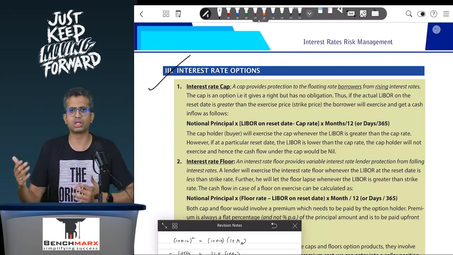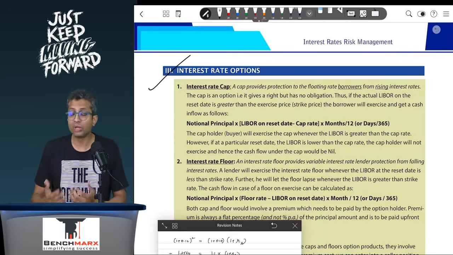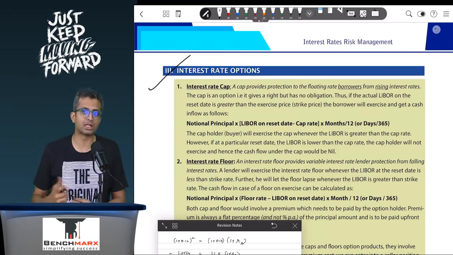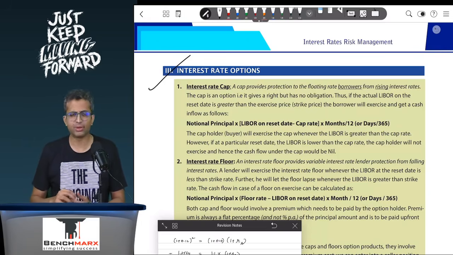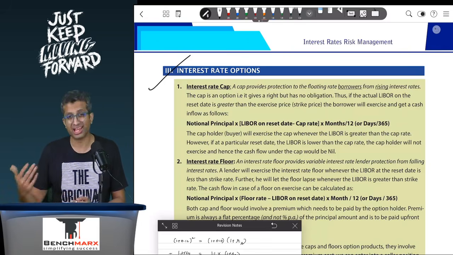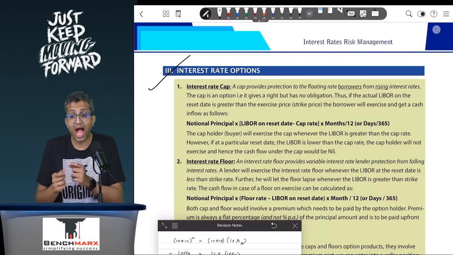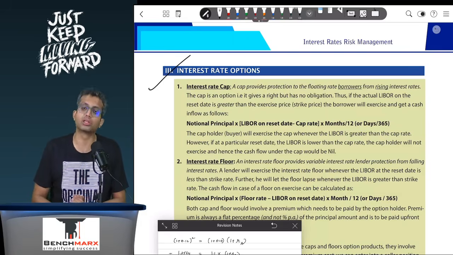So if I've taken a 3-year floating rate borrowing, I am worried that over the 3 years, what if the rate goes up, shoots up? In which case, I take a cap. When I take the cap, it means if the cap is taken at 10% and if the floating rate, let's say something like LIBOR, goes beyond 10%, then I will get a net payoff under the cap.